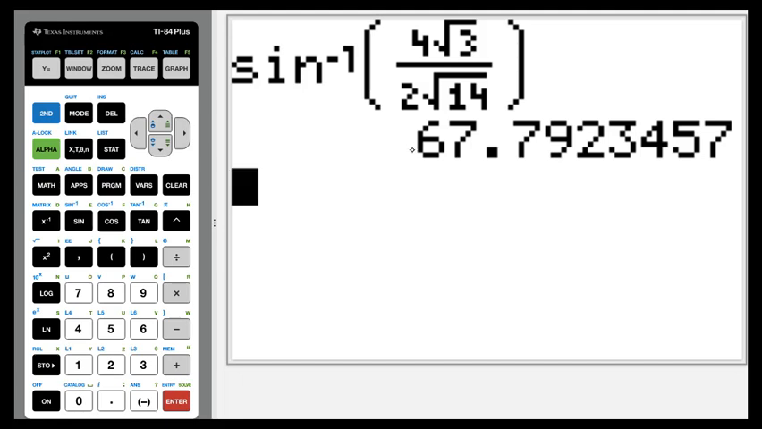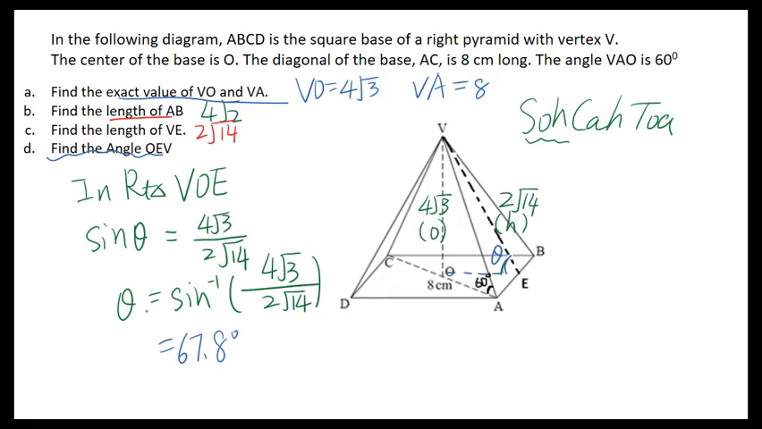So the angle will be 67.8 at 3 significant figures. So angle OEV equals 67.8 degrees.